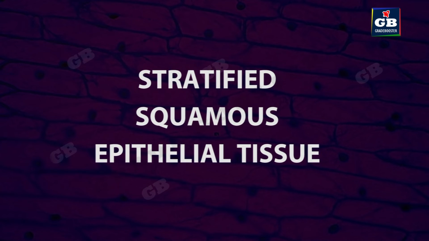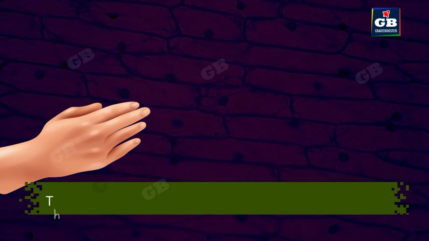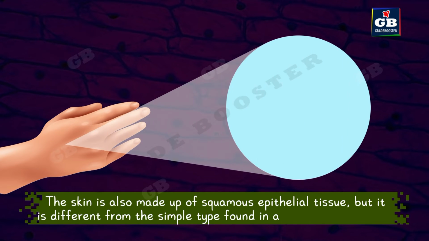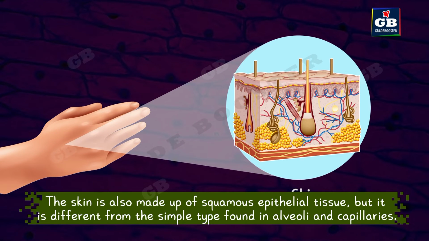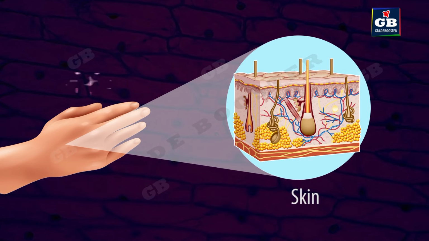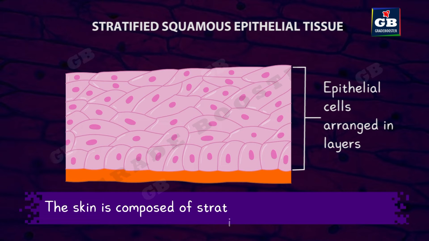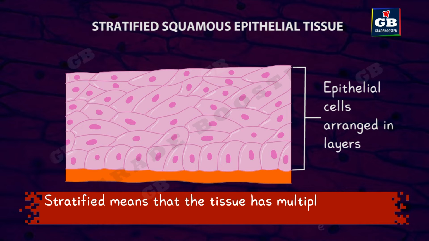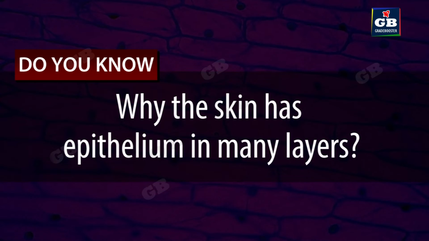Stratified squamous epithelium. The skin is also made up of squamous epithelial tissue, but it is different from the simple type found in alveoli and capillaries. The skin is composed of stratified squamous epithelium. Stratified means that the tissue has multiple layers of cells. Why does the skin have epithelium in many layers?